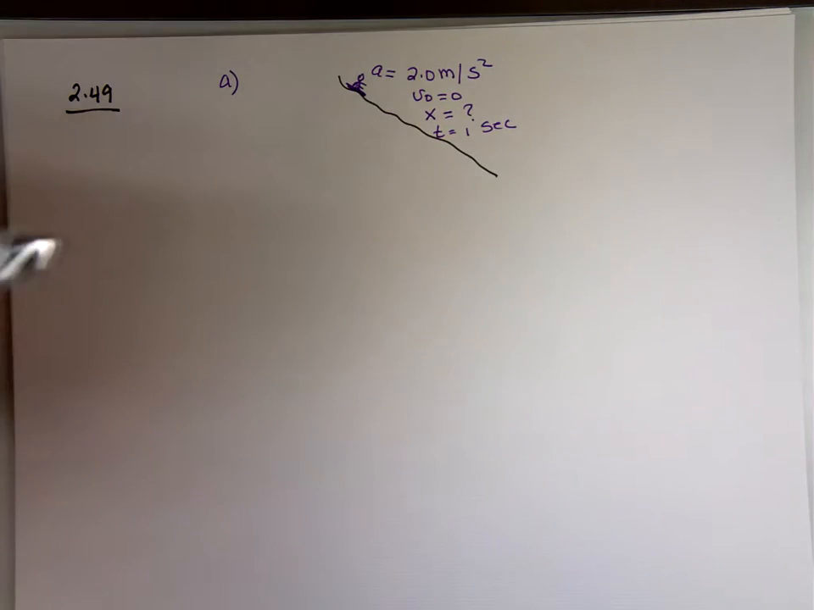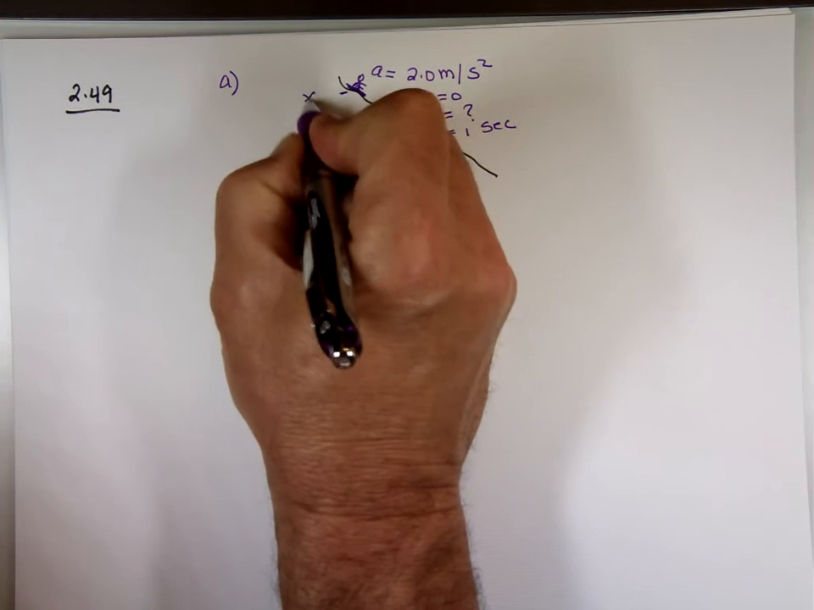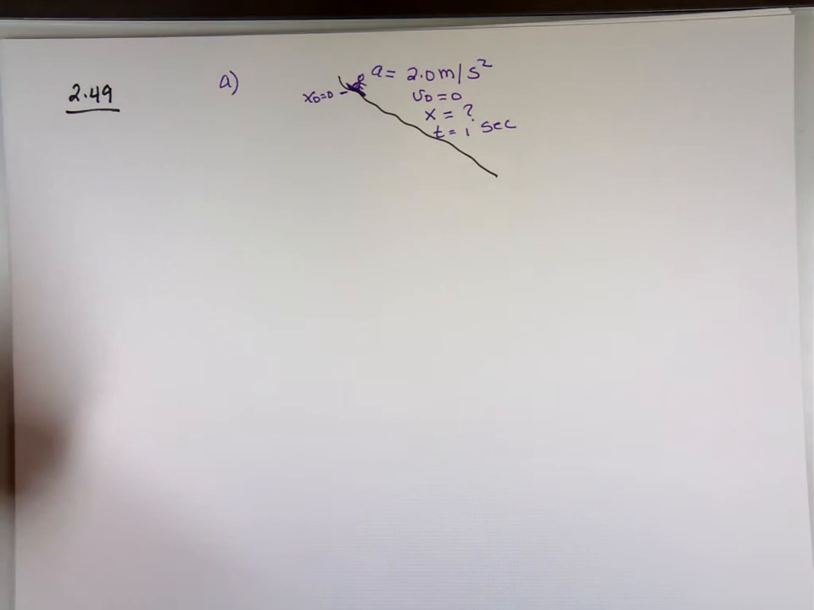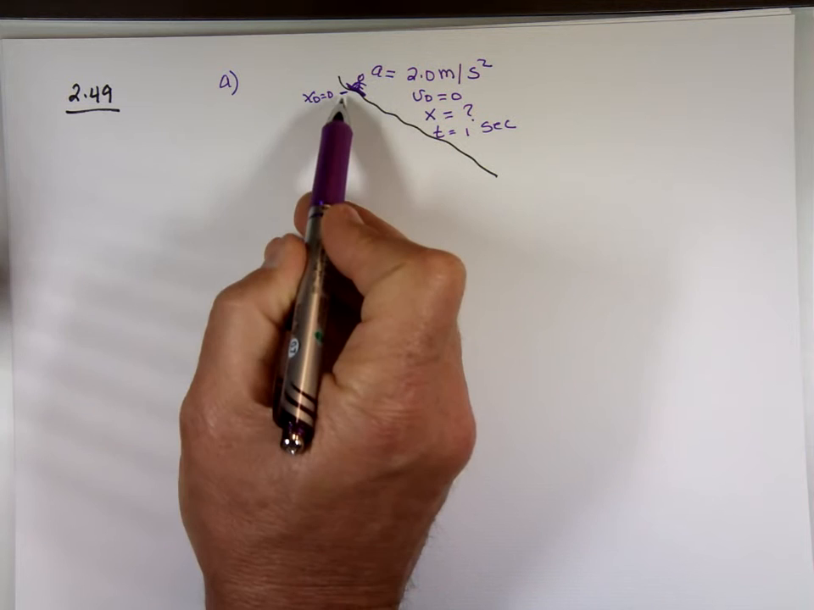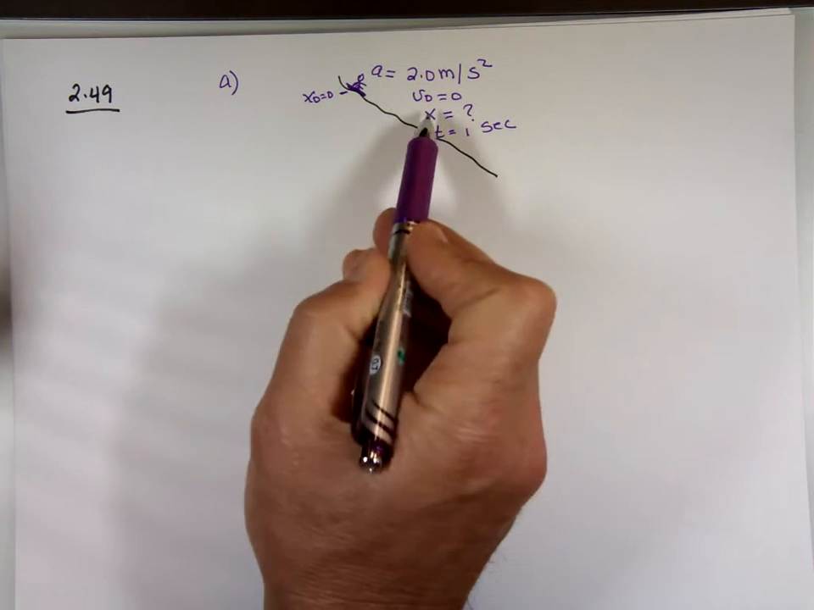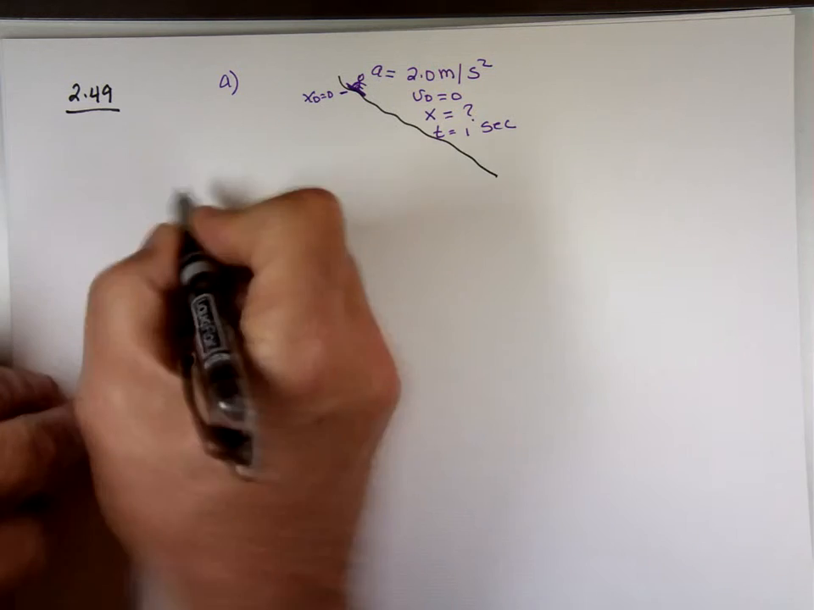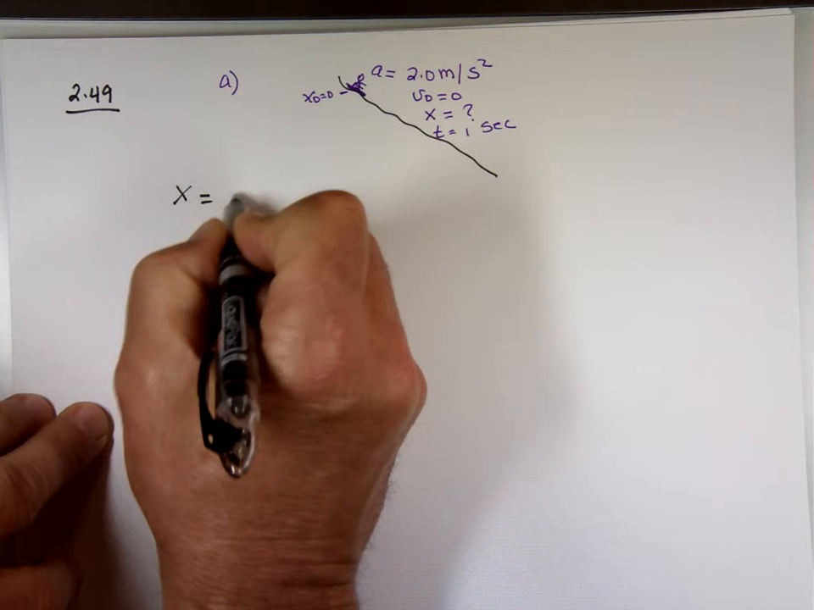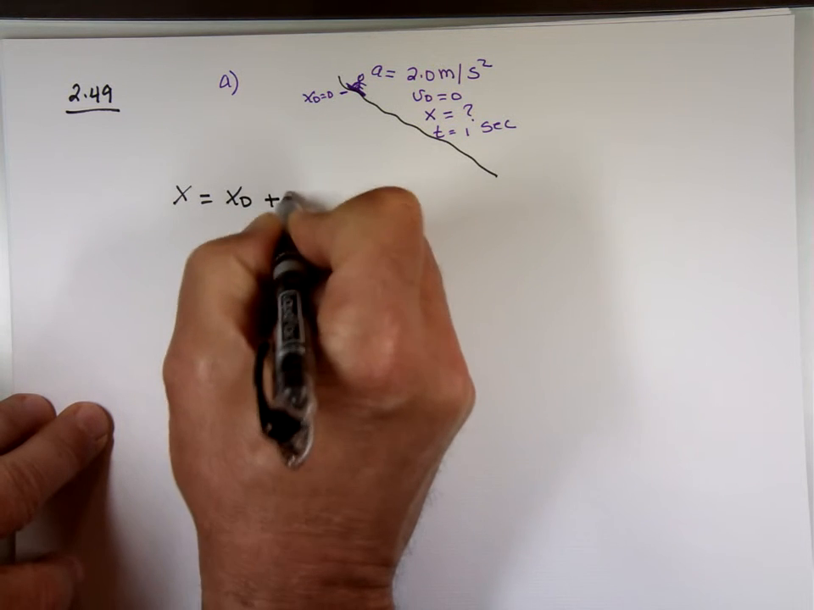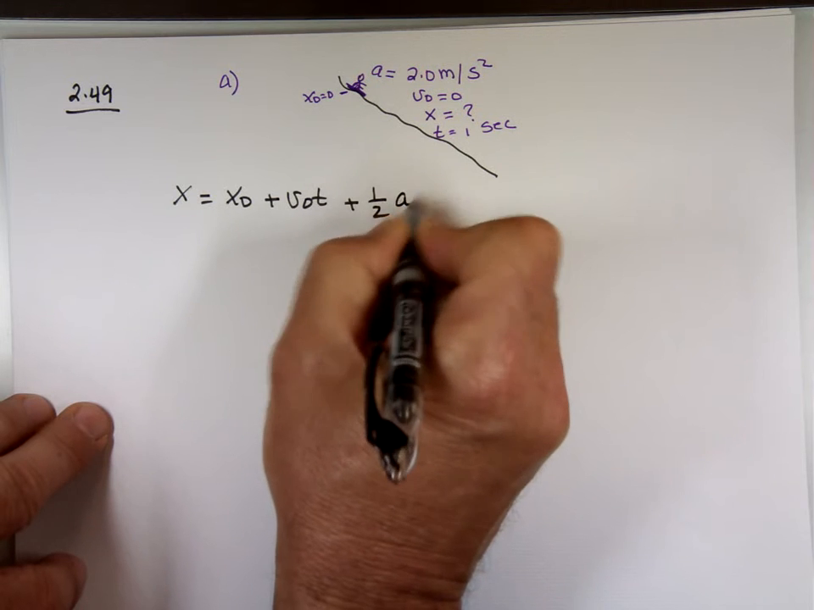Well, when we say how far, from this spot, so really your x of 0 is 0 because that's where we're measuring everything from. Your initial spot has a mark of 0. How far from this point, that's the 0 marker, how far did you go? Well, we have one equation that puts all these together. X equals x of 0 plus v0t plus 1/2 at squared.